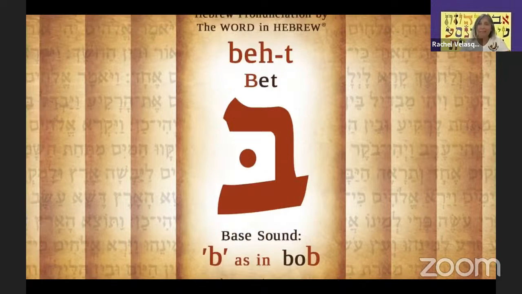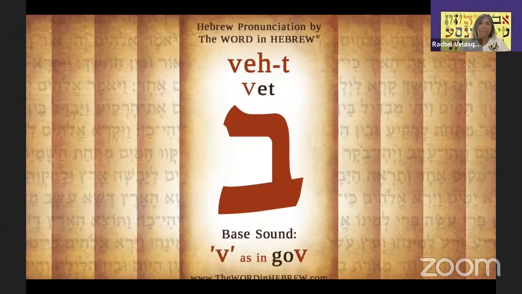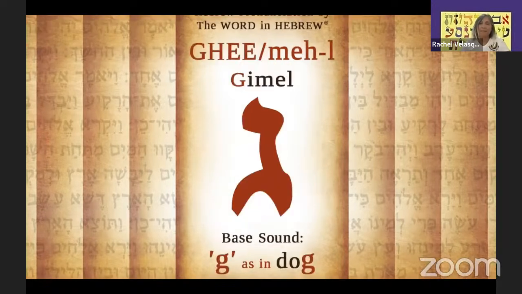Back to bet. Bet, B, as in Bob. Vet. This is still the letter bet without the dagesh, but it is vet, as in V for gov. Then you have gimel. Gimel, with the G sound as in dog.